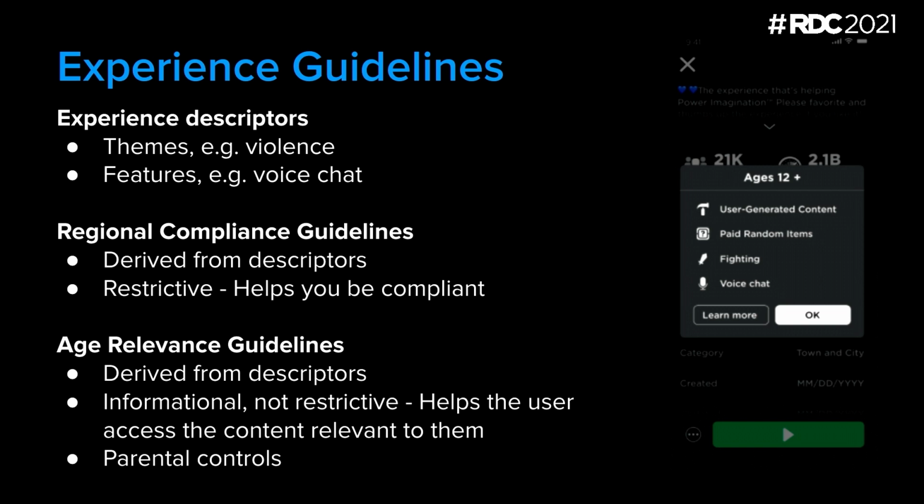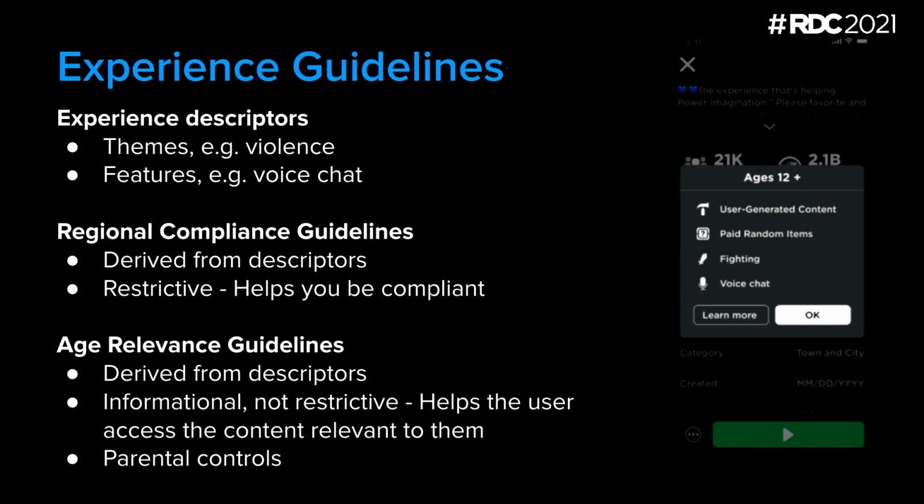So let's talk about experience guidelines. What are they? Roblox experience guidelines are based on experience descriptors. Descriptors add information about the experience that helps determine suitability. It includes things like themes, for example, levels of violence. It includes things like features, like loot boxes or voice chat. Then based on the descriptors, we determine compliance and relevance guidelines. Compliance guidelines help you make sure that your content is compliant and only available in the regions it is allowed in. They are restrictive. So if the experience is not allowed in a given region, we're going to disable it for you.